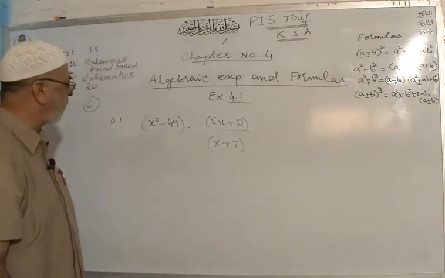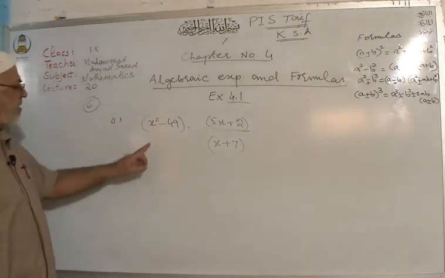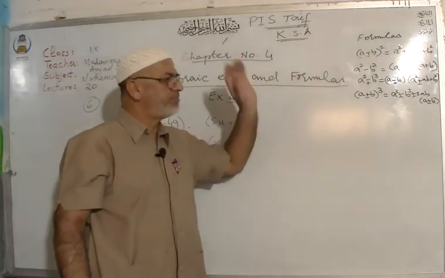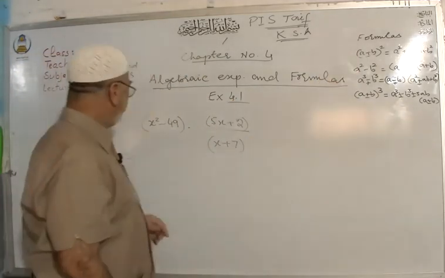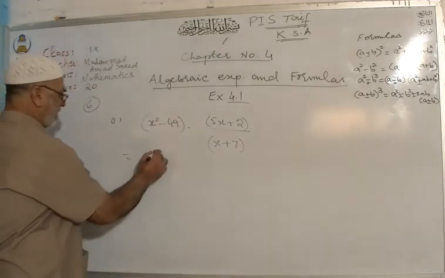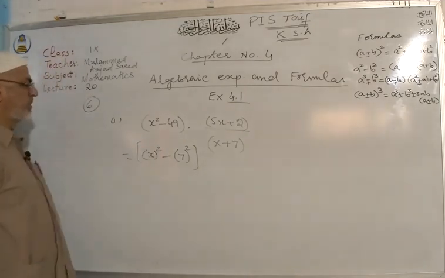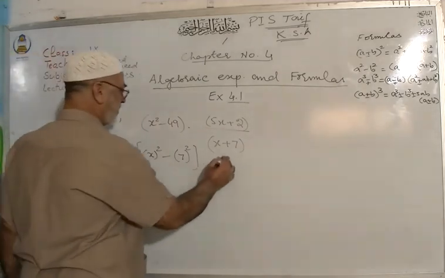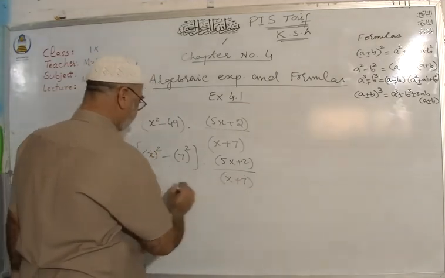Dear students, first of all, you will check this first bracket, and there is a possibility that you may write down in the correct shape of the formula number 2. How? There is a negative sign in the center, and even you can write down first square and second square like that. So you may write down x whole square minus 7 whole square. Now this has become the shape, left side of that formula. 5x plus 2 over x plus 7.